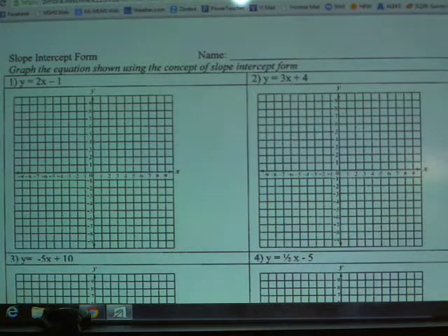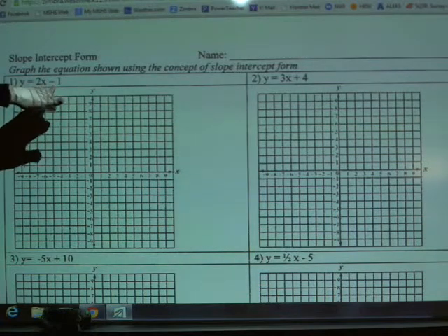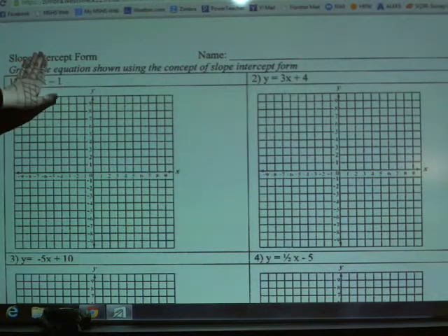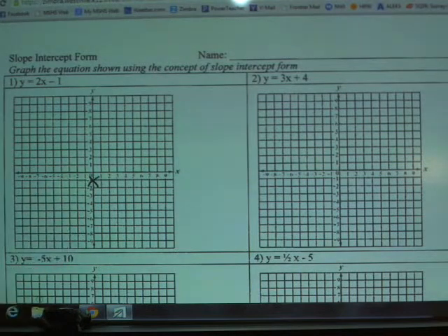So again, we start off here as you saw in the notes, and we plot the b number first. Well, at the end of the equation here, since it's written in slope-intercept form, that's my b number, and it looks like it says negative 1. So I'm going to put a dot on the y-axis there at negative 1. Then I'm going to go ahead and grab my slope.